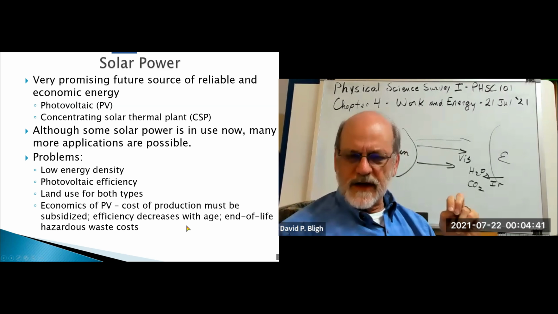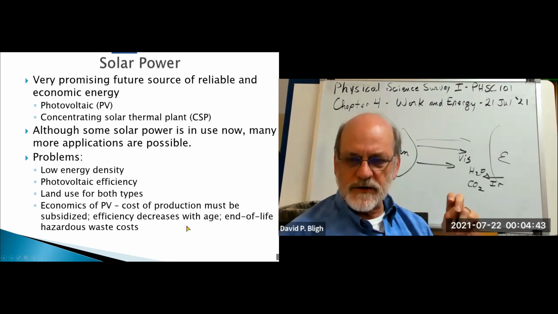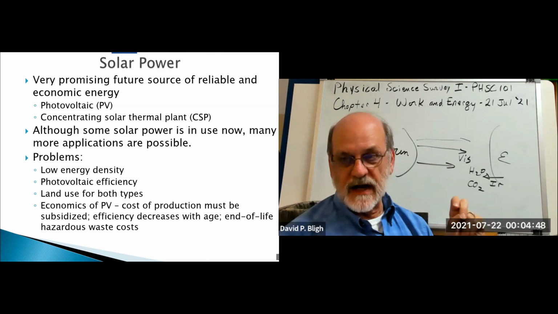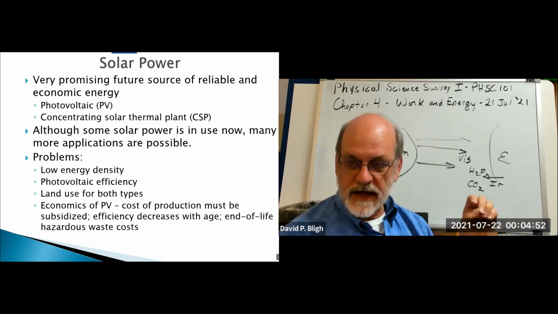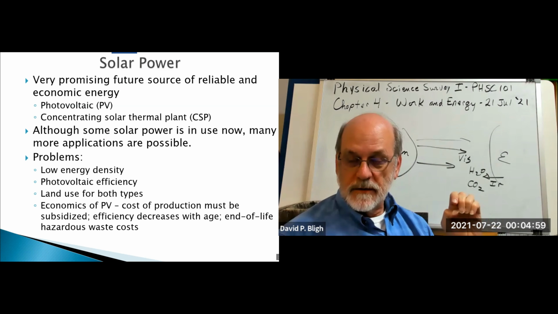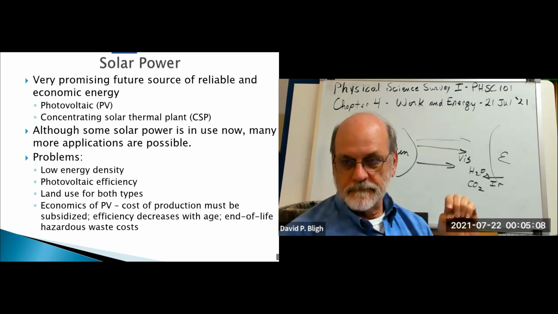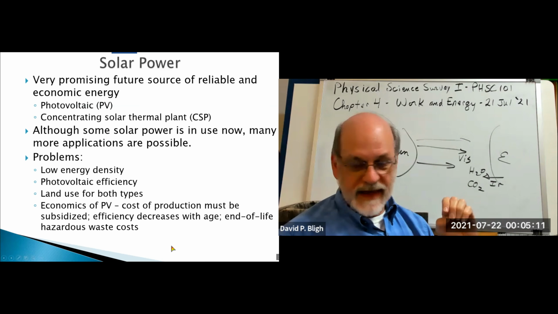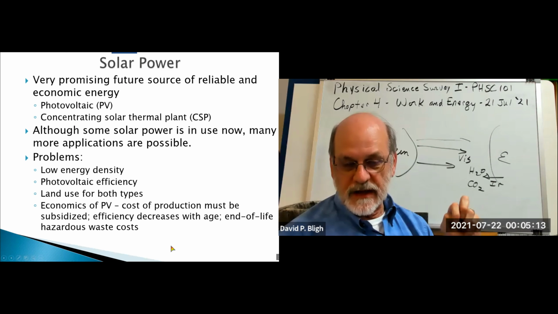The photovoltaic cell itself has a very high cost of production. And at least for the near term, it must be subsidized. People cannot afford to buy photovoltaics for their homes, and big power companies cannot afford to build large photovoltaic solar power plants unless they're subsidized by the government. So they cannot stand on their own, economically speaking.